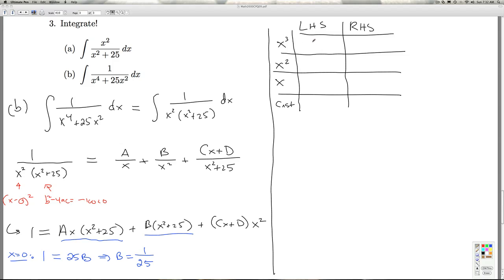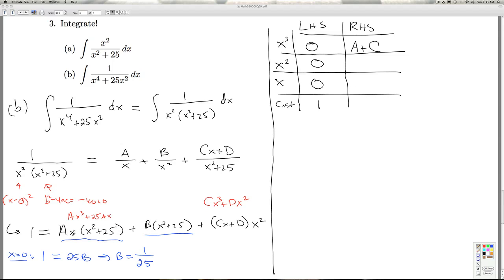So the left-hand side, the coefficient of x cubed is 0, x squared is 0, x is 0, and the constant's 1. Now we look at the right-hand side for x cubed. When you multiply this out in the first term, we get ax cubed plus 25ax. So I'm picking up a factor of a there, plus, I'm not going to get any x cubes from this multiplication. Here I got an x squared times cx. That gives me a cx cubed plus a dx squared, so I'm going to pick up a c from there.